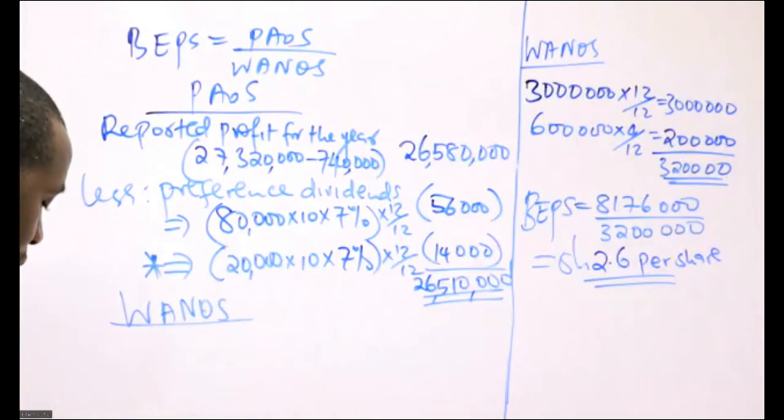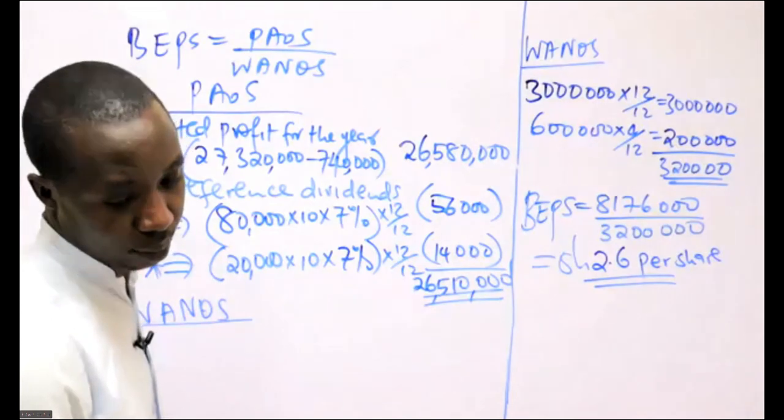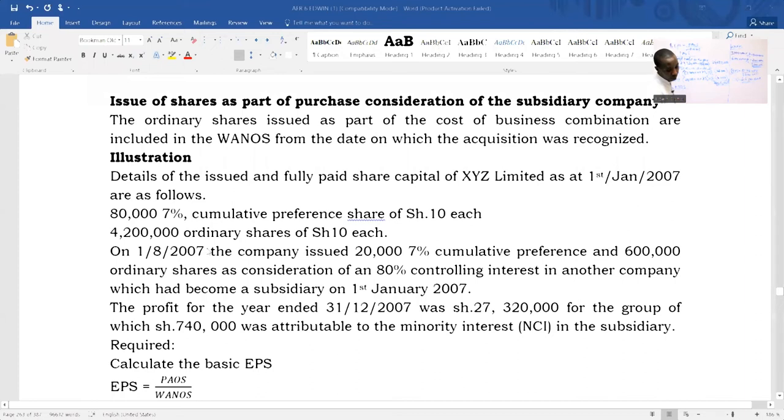So now you weigh the number of ordinary shares, the ones which were there from the initial period, from the start of the year. You were told that the number of ordinary shares was 4.2 million ordinary shares of shillings 10 each. Then again, additional issue of shares when they were acquiring the subsidiary. Do we have additional ordinary shares, or did they just issue preference? So we have the 600,000 ordinary shares which they issued as consideration when they were acquiring the 80% interest in another company. So we have to consider 600,000 and the 4.2 million. Both will be weighted for the 12 months, and I've already explained why.